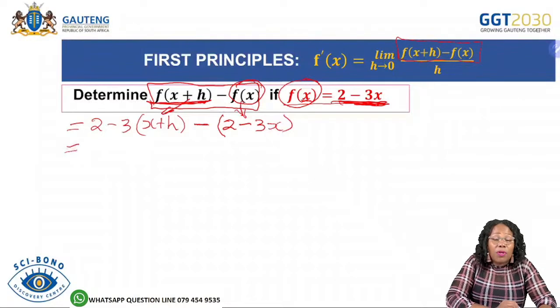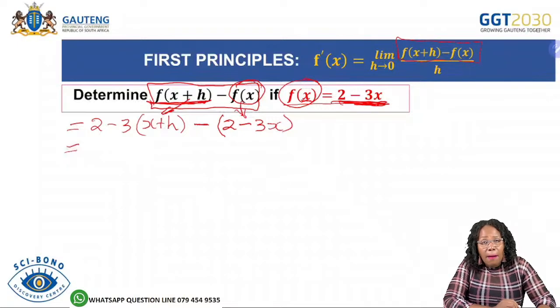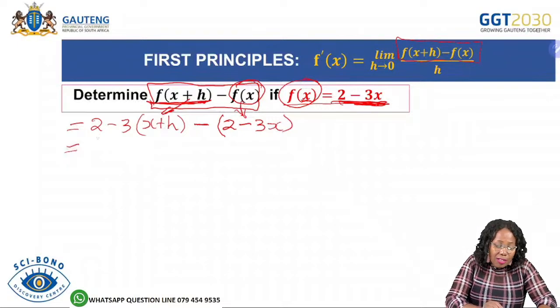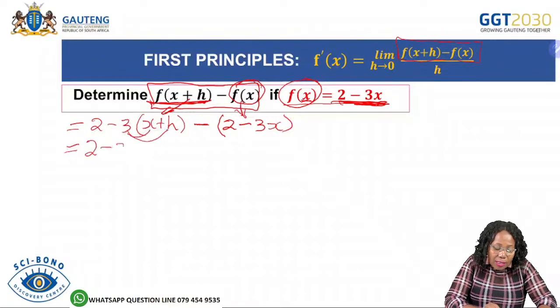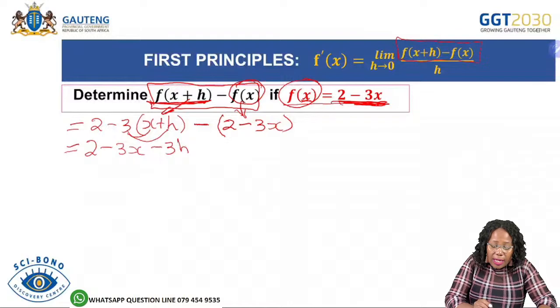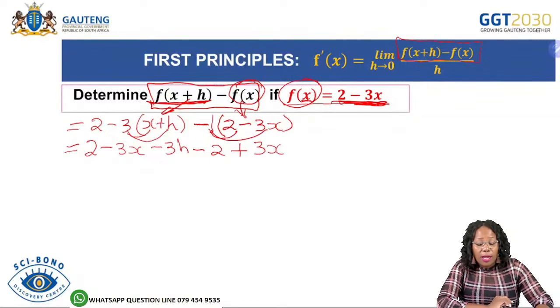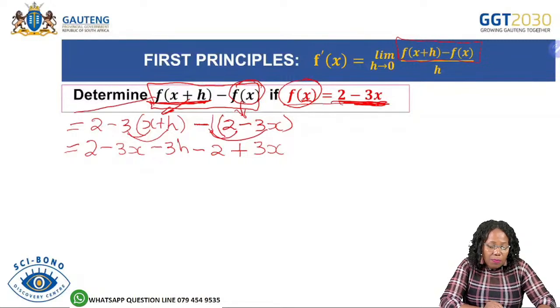And then the next step, grade 12, we will be removing the bracket by the distributive law of multiplication. The 2 is not part of the bracket, so we are going to distribute minus 3 onto both of these. Then this will be minus 3x minus 3h. And again, remember you're having a minus 1 there. We are going to distribute this minus 1 into this bracket again. So we'll end up with minus 2 plus 3x. Therefore, that is our f(x + h).